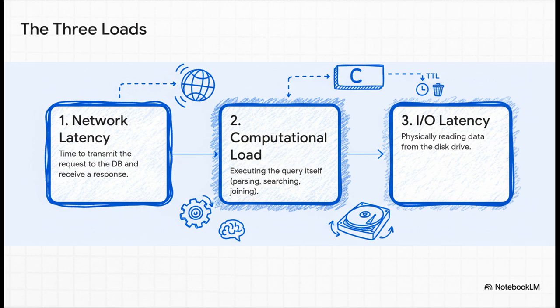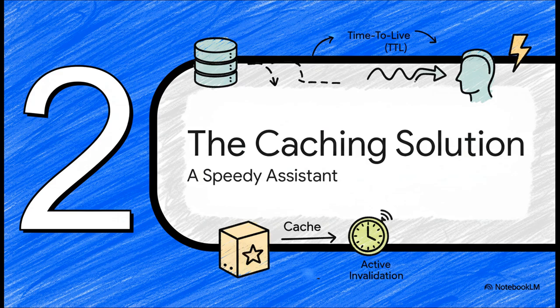But the real killer, the thing that slows everything down, is I/O latency. That's the physical act of reading data from a spinning disk, and that is just orders of magnitude slower than reading from memory. Okay, so if the database is our slow, overworked librarian, how do we fix it? Simple. We give it a super fast assistant. And this is where our hero, caching, enters the story. It's a solution designed to take all that pressure off the main database.